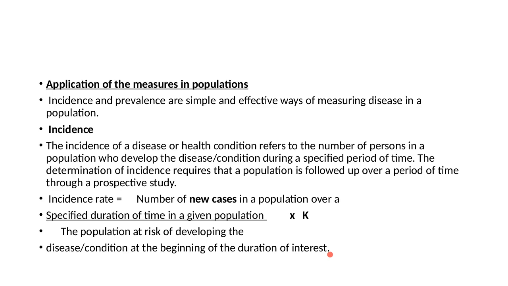The K, you might opt to use per 100 people, or the number of people who develop the disease per 100 population. You can use 10,000, you can use 1,000, depending on the number of people at risk in the denominator.